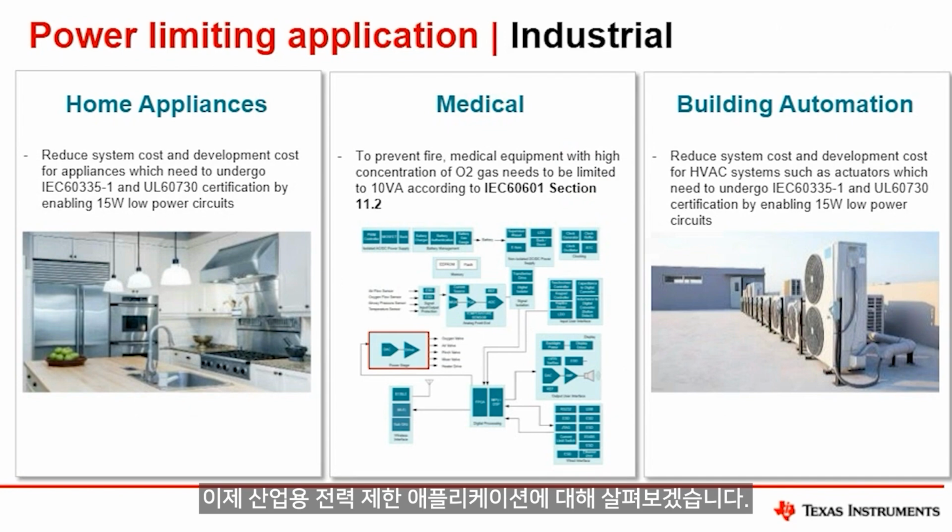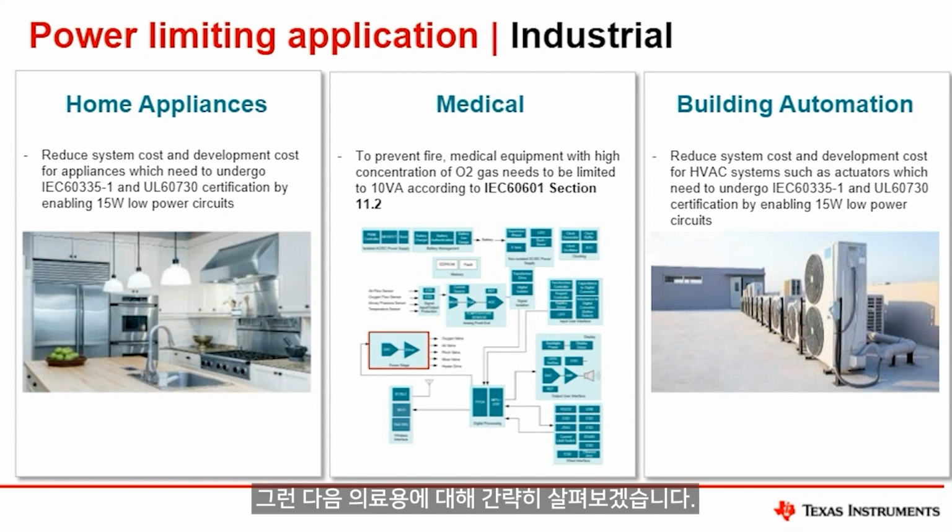Now to go over to power limiting applications in industrial. The three main applications we'll focus on today are home appliances, medical, and building automation. There could be other applications for power limiting in industrial. So just to touch briefly on home appliances first, really where power limiting can be used is to help reduce system costs and development costs for appliances which need to undergo IEC 60335-1 and UL 6730 certifications. And really how you can do that is by enabling a 15-watt low power circuit. And we'll talk a little bit more about what that means in the coming slides.